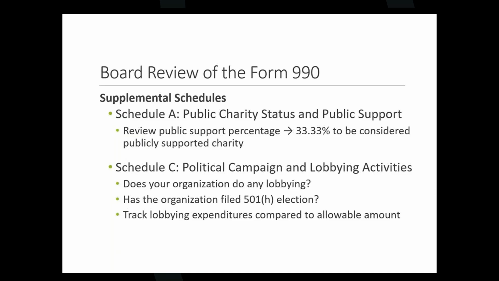Schedule C, which we didn't talk about earlier, is for political campaign and lobbying activities. So if your organization does any lobbying, if you're exempt under 501(c)(3), do you have policies in place to prevent participation in a political campaign that could jeopardize your tax status? Has the organization filed a Form 5768 under election of 501(h) to make expenditures to influence legislation? If so, then Schedule C must be completed, and you'd want to be tracking lobbying expenditures compared to the allowable amount.